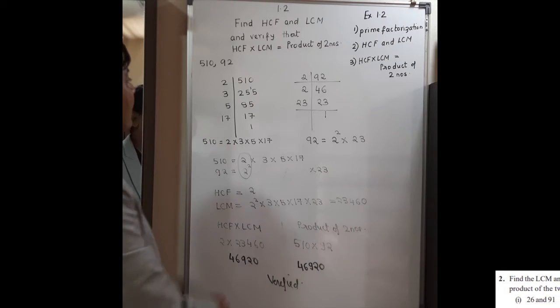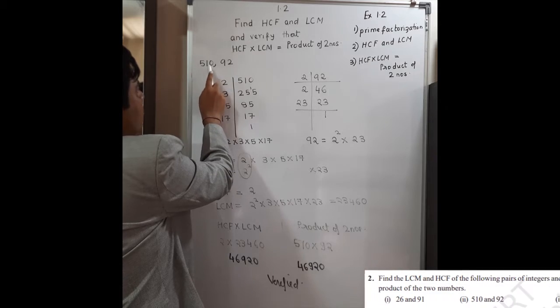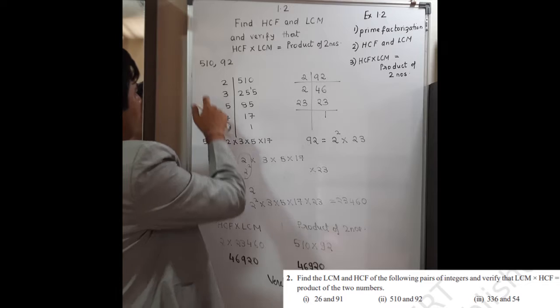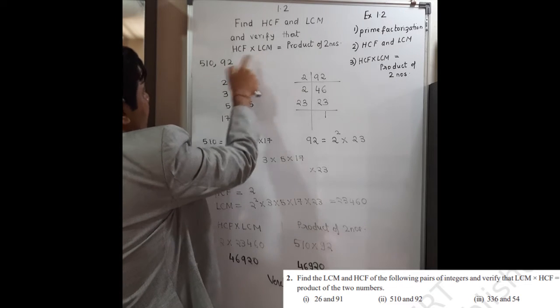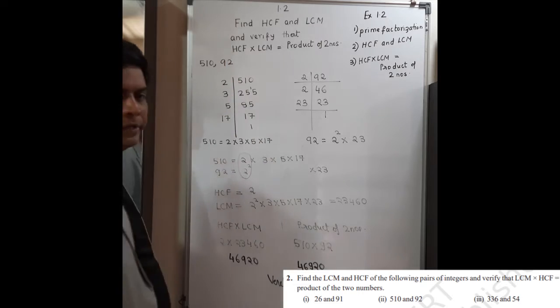Hello students, now let us look at the next sum. We have to find the HCF and LCM of 510 and 92, and we have to prove that HCF into LCM is the product of the two numbers, meaning HCF into LCM should be equal to 510 into 92.